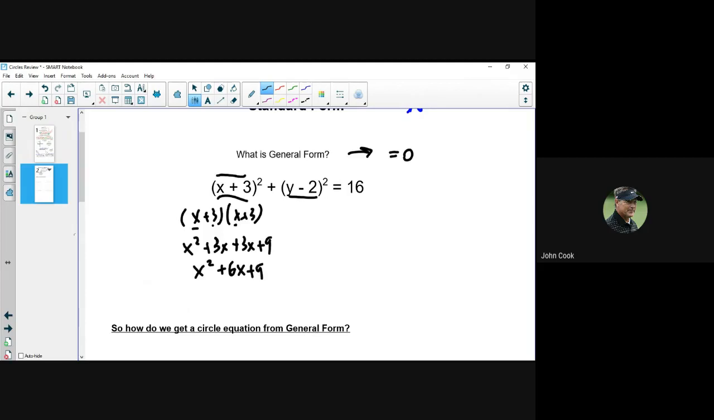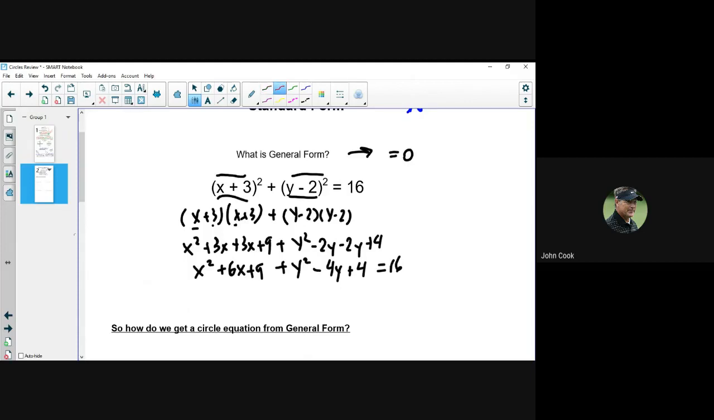Now I've got another one to worry about, and that's this y minus 2 squared. So now I'm going to do y minus 2 times y minus 2. FOIL that out, so I get, let's see, y times y is y squared. Negative 2 times y is negative 2y. Y times negative 2 is another negative 2y. Negative 2 times negative 2 is a positive 4. And when I combine like terms with those, I get y squared minus 4y plus 4, and then all that stuff equals 16. All right, so a couple more steps.